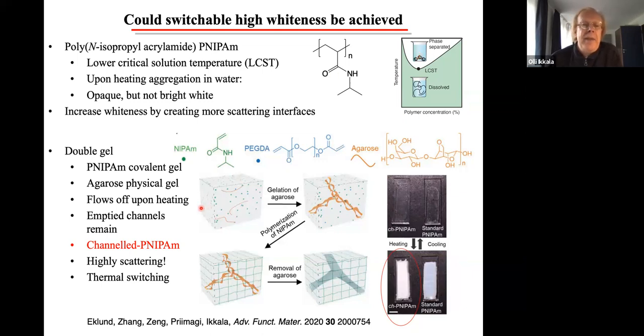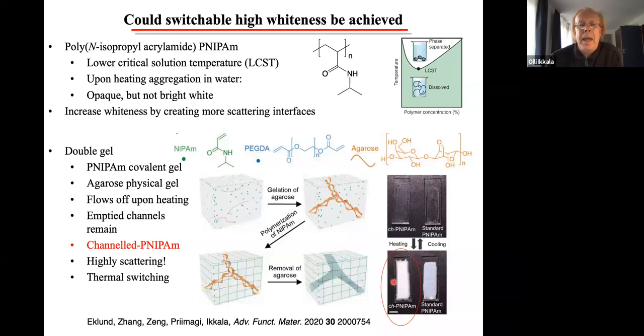And what we did, and why this is connected to polysaccharide, we took agarose. We take first polyNIPAM covalent gel and agarose physical gel and made a so-called double gel, where both of these materials make a network. And then we heat the system, and then the agarose melts, and then it can flow away from the network, and then it just leaves open pores there in the presence of polyNIPAM. And then you see that in this case, the whiteness increases strongly in relation to the pure standard polyNIPAM. So this starts to be rather white.